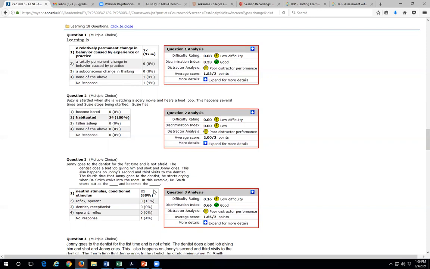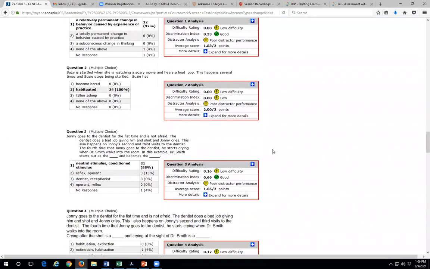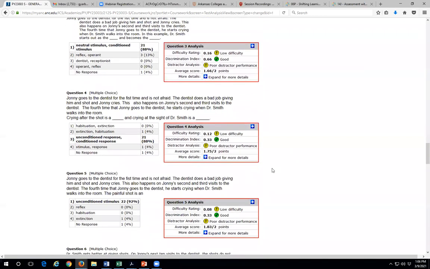When Dr. Smith walks into the room, in this example, Dr. Smith starts out as the neutral stimulus and becomes the conditioned stimulus. So in this little scenario, I've just described a textbook example of classical conditioning.